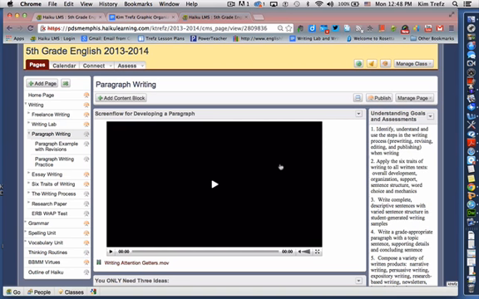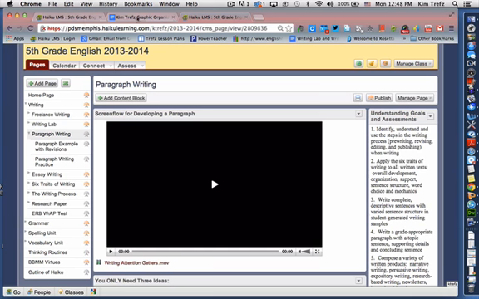And that will be followed at each stage of the writing process, where they'll be given online tutorials, they'll be given information on the Haiku Learning Management System, as well as examples to follow.